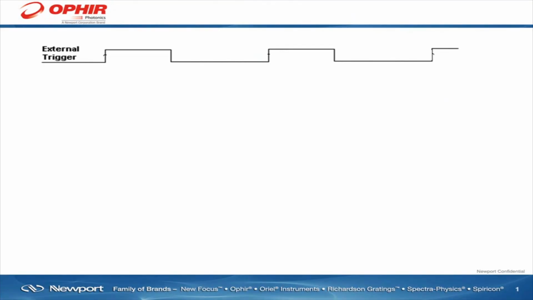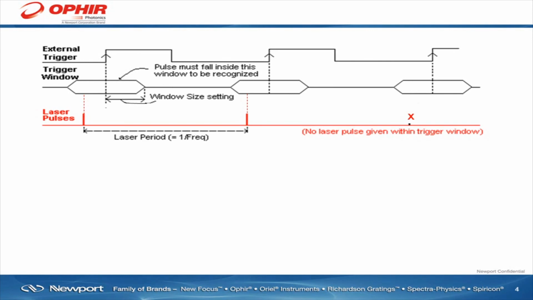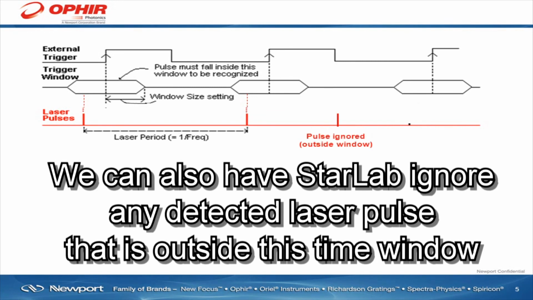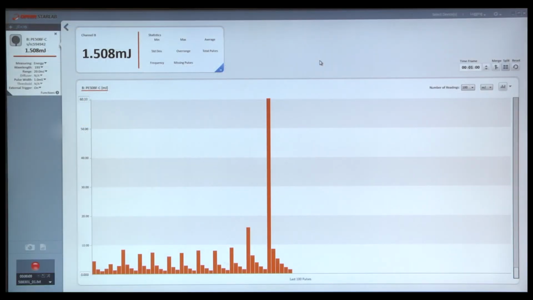To illustrate this, consider this diagram. Here are the sync pulses. Let's say we configure StarLab to look for the rising edge of the sync pulse. We can tell StarLab to expect a laser pulse during some defined time window before and after the sync pulse's rising edge. If no laser pulse is detected by the sensor during this time window, StarLab records a missing pulse. We can also have StarLab ignore any detected laser pulse that's outside this time window, if that's what our application needs it to do.